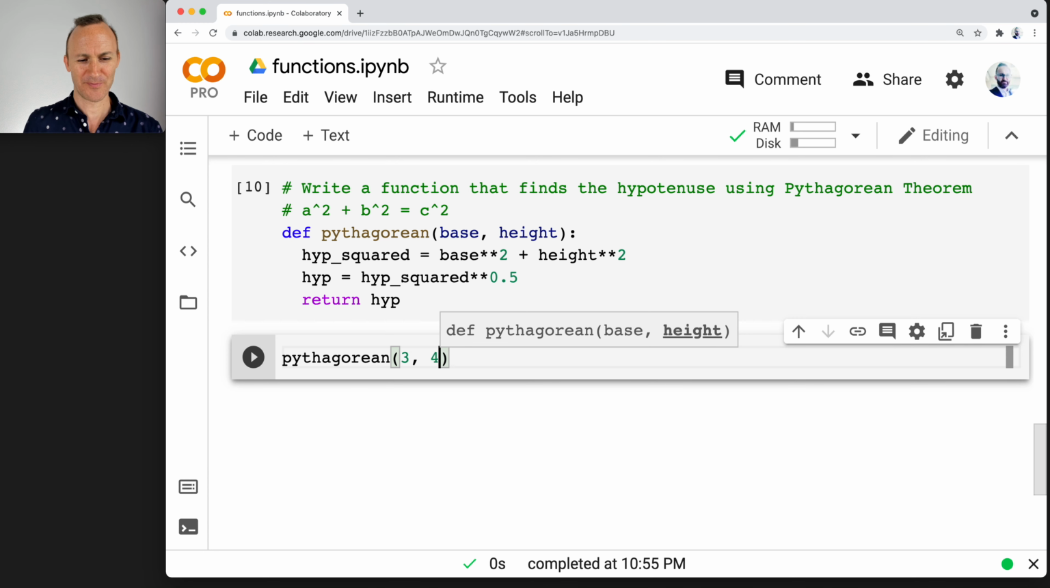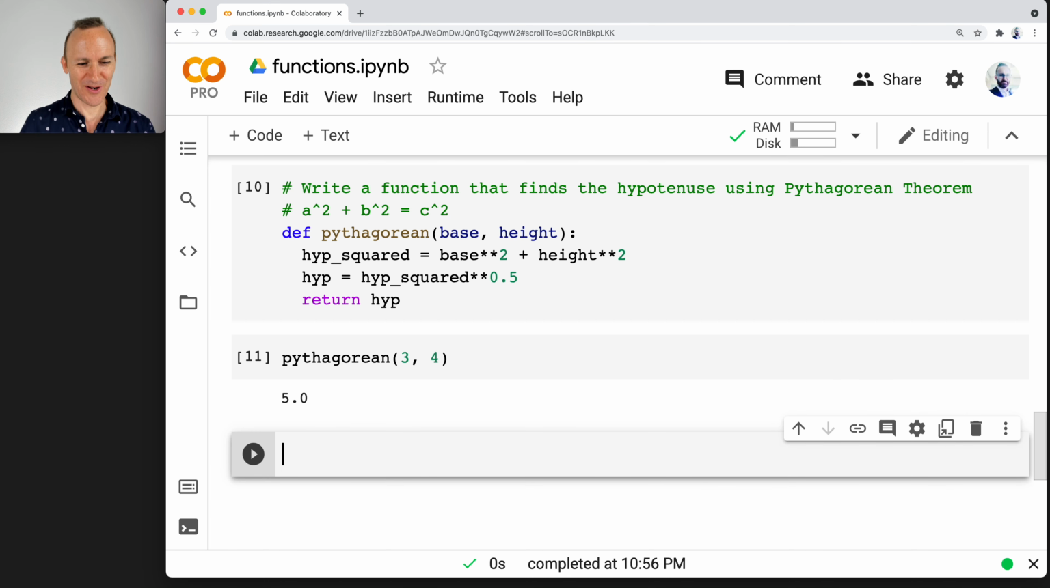So here we go. Press Shift Enter, get 5.0. It feels good when you get them right. So there is a solution to the challenge of writing a function on the Pythagorean theorem.